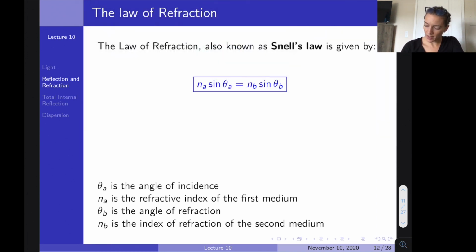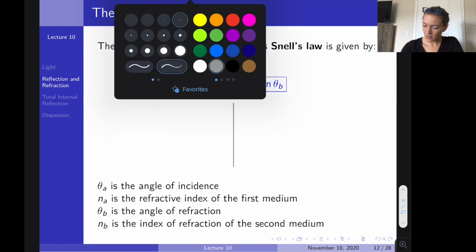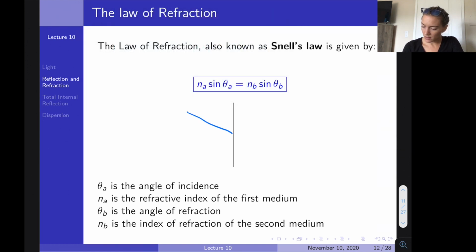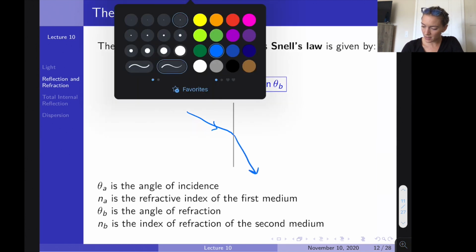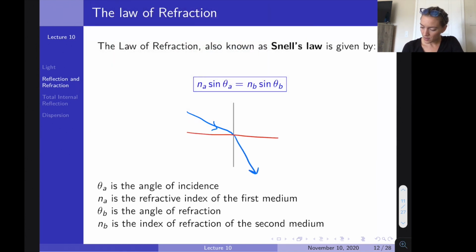So if we have a medium here, and some light ray coming in like this, it gets refracted. This is our normal. We have the angle of incidence here, which is theta A. Our theta B is right here. And then we have n1 and n2 on either side of the interface. Anytime we have a light ray coming into a medium, it will obey this law if it gets refracted.